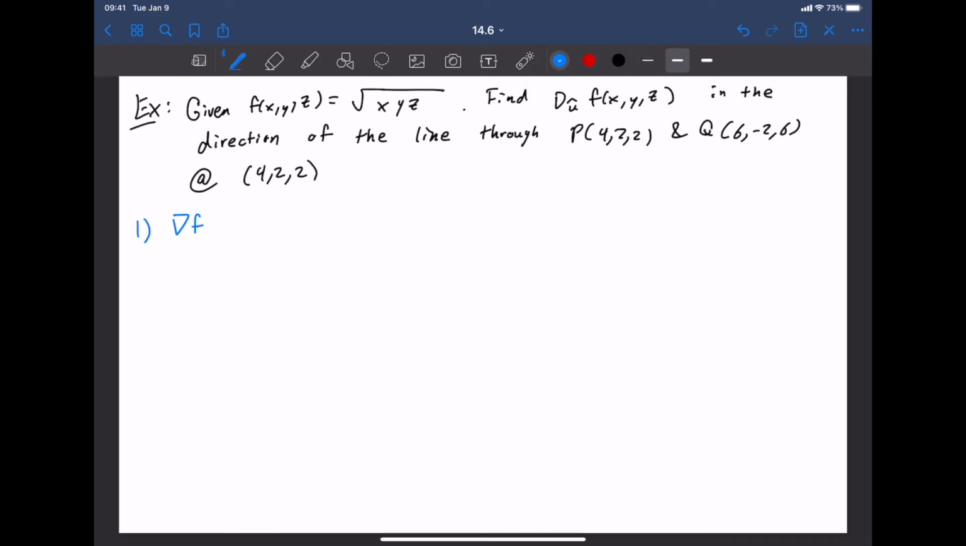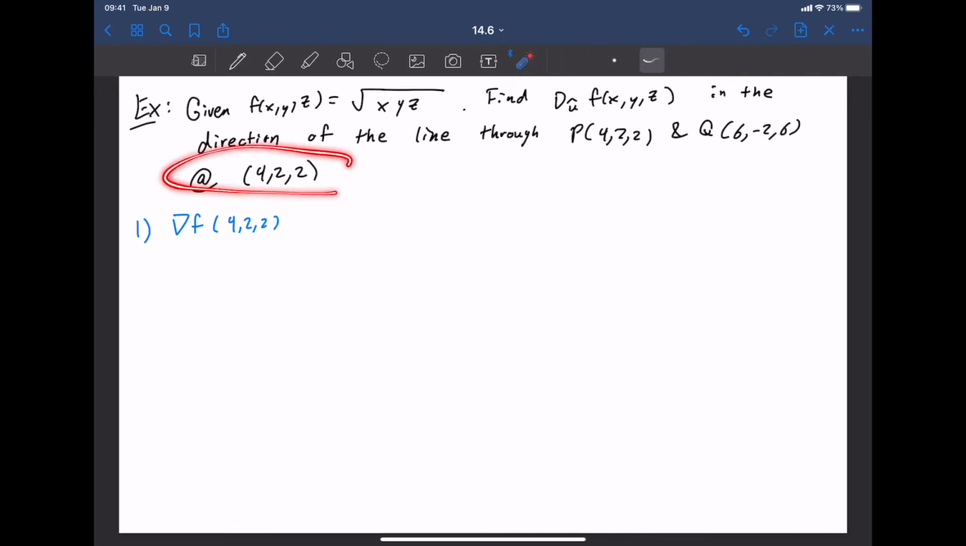Nothing can really make the directional derivative that much harder. Okay? We're just going to do the gradient. The gradient is still partial derivatives assembled into a vector. Find the 3 partial derivatives of this function to find the gradient, and then we're going to plug in 4, 2, 2.